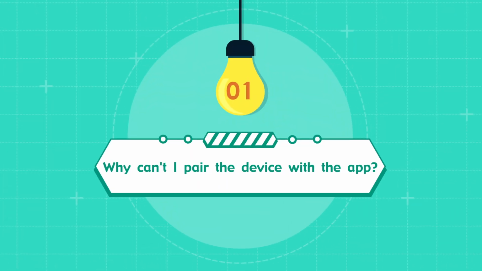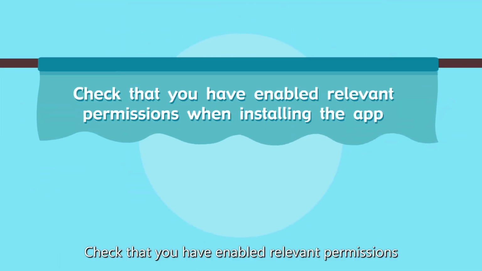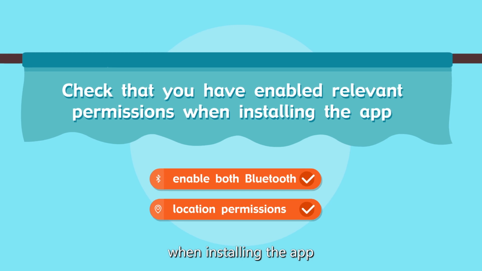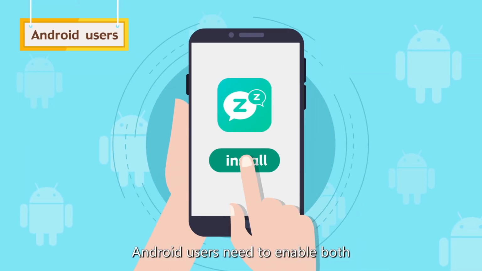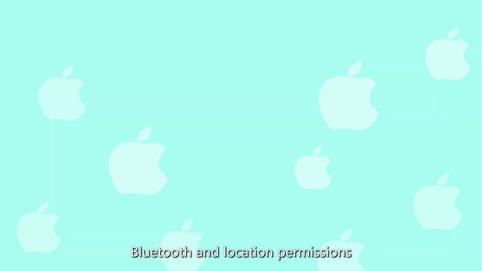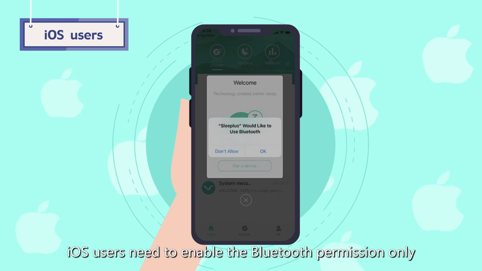First, why can't I pair the device with the app? Check that we have enabled relevant permission when installing the app. Android users need to enable both Bluetooth and location permissions. iOS users need to enable the Bluetooth permission only.